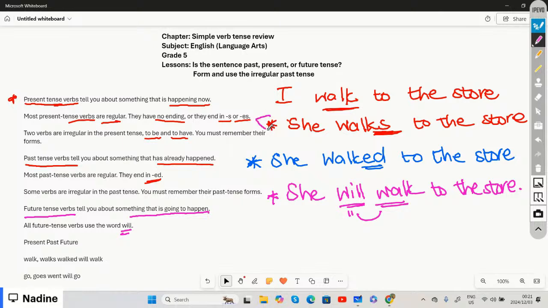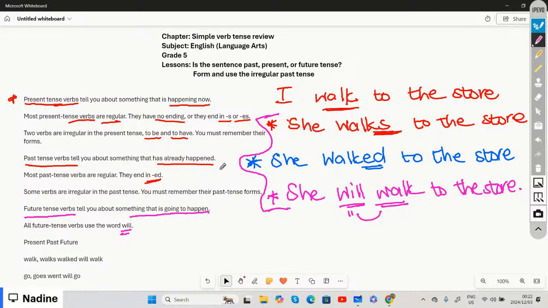So these are examples of our different tenses. We have our regular present verb tense, which has no ending, or it ends with s or es. She walks to the store, which means that if one person does the action, we add the s or es. If it's more than one person that does the action, we do not add the s. So she walks to the store, or they walk to the store.